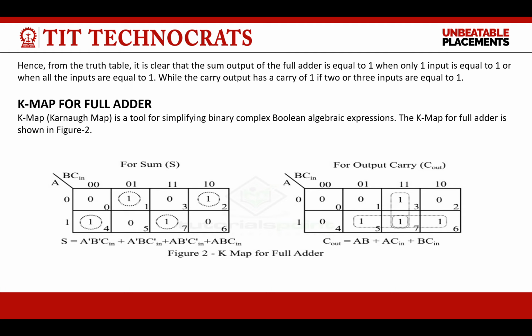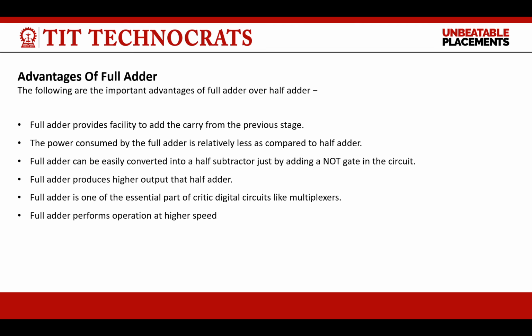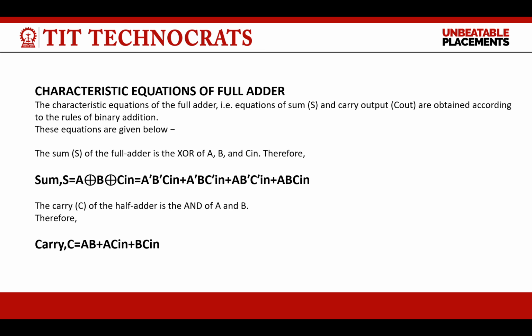So the final equation for the sum is A complement B complement C in plus A complement B C in complement plus A B complement C in complement plus A B C in, and C out is equal to A B plus A C in plus B C in. So these are the two final K-map expressions, and these are marked as the characteristic equations for the full adder.